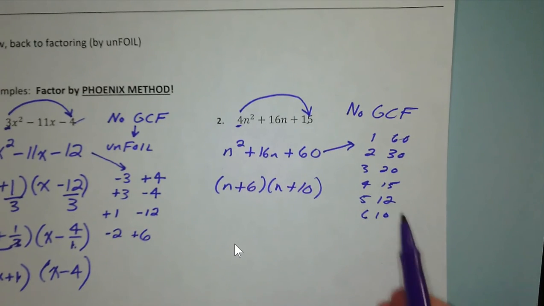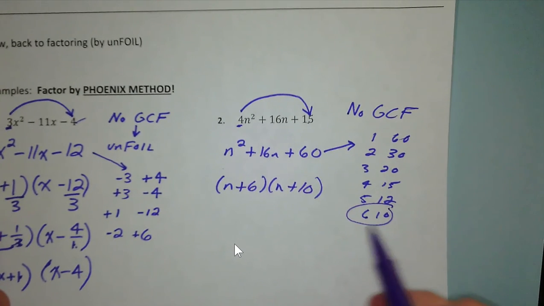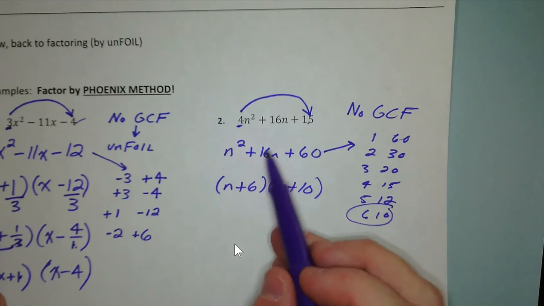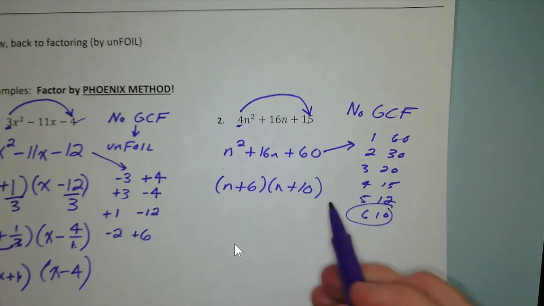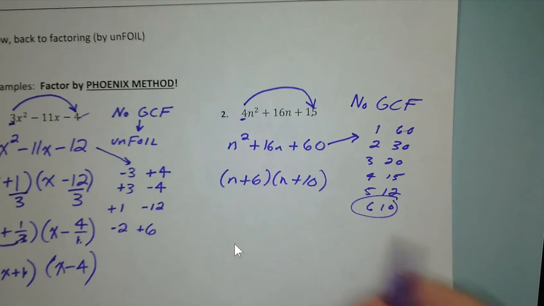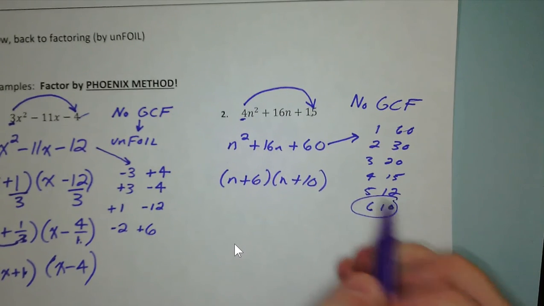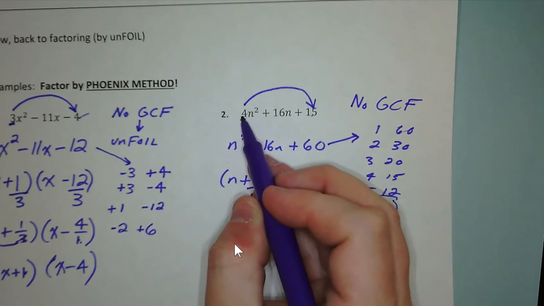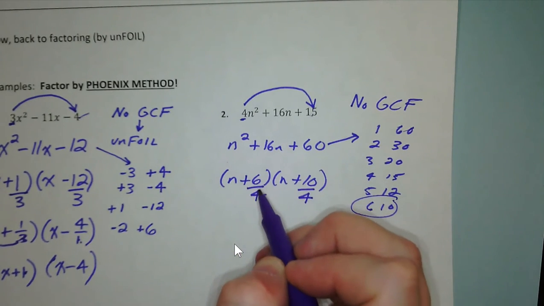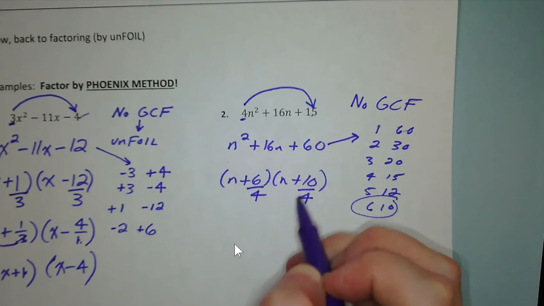Looks like it was this one where they were both positive to make a positive 16 at the same time. So there we go. Now we bring the Phoenix back to life with division. So the Phoenix was the 4. And so we're going to divide the 4 back into these two numbers.